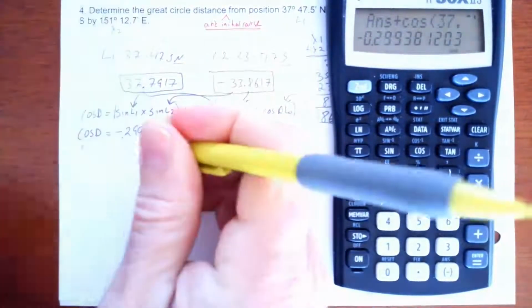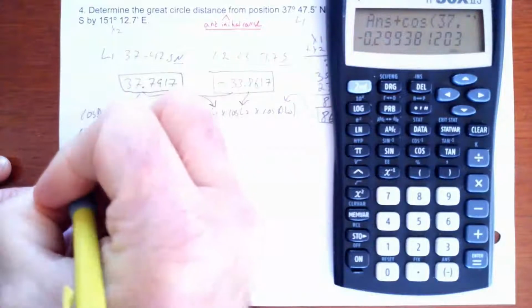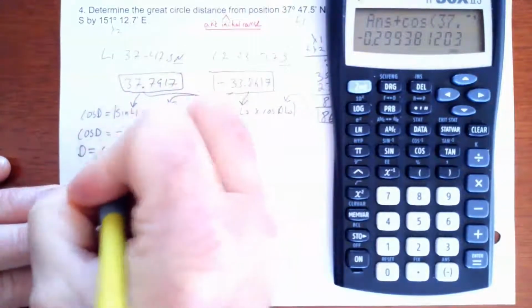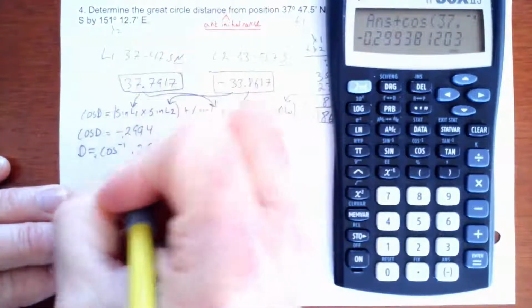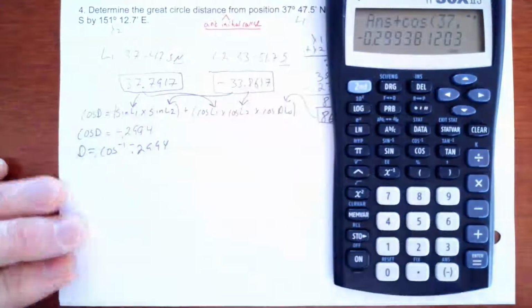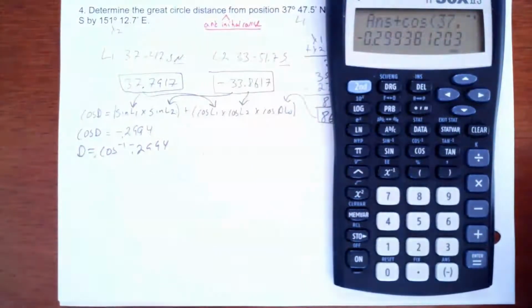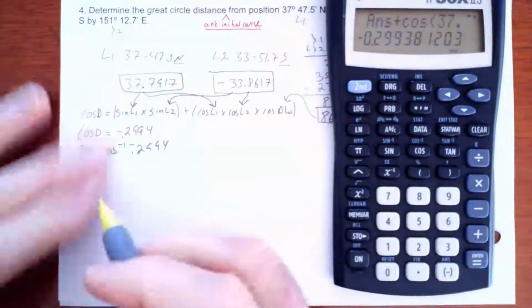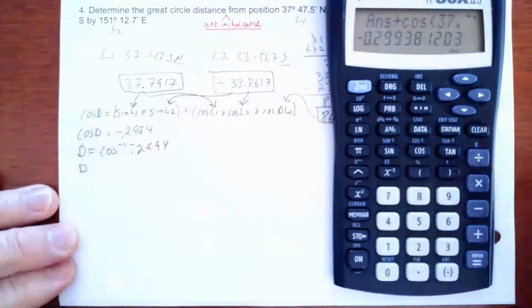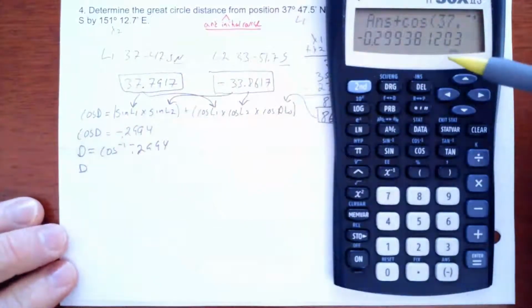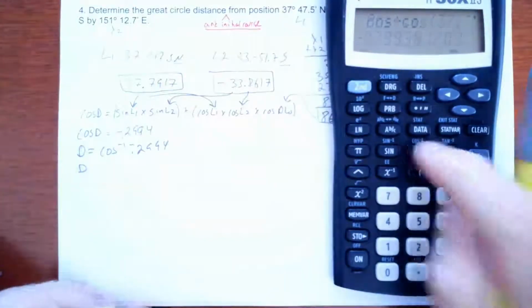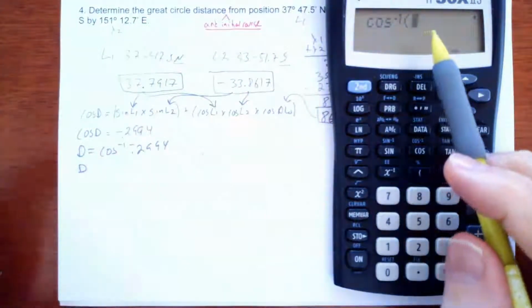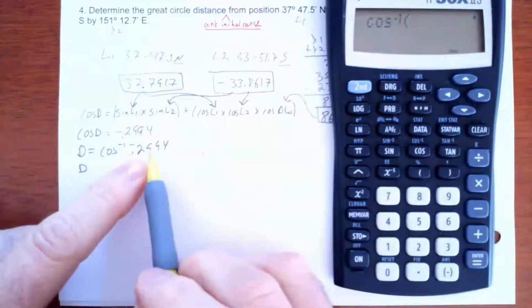All right. So what I want to do now is say that D equals inverse cosine of negative 0.2994, okay? So what I'm going to do, though, is I can start all over again if I want, but I'm actually going to use the recall function inside my calculator. So I'm going to go second cosine. Now the calculator is saying, okay, well, what do you want to put in there? Well, I want to put in what I last calculated.